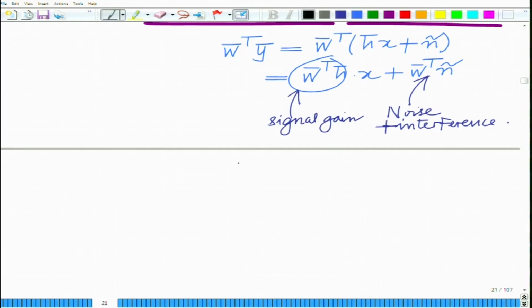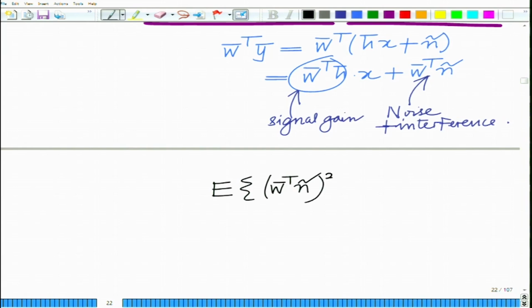So, you have to minimize the noise or noise plus interference while constraining it in such a way that the signal is not affected, that the signal gain is still unity. That is the important aspect to pay attention to here. So, we want to minimize the noise plus interference. What is the noise plus interference power? That is W bar transpose N tilde.